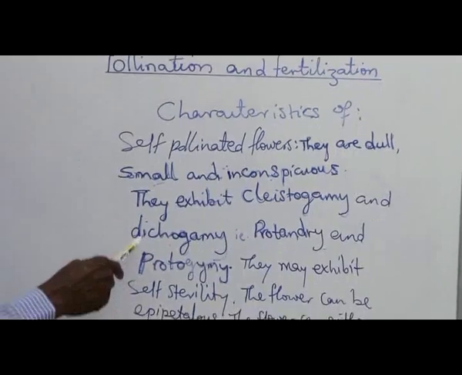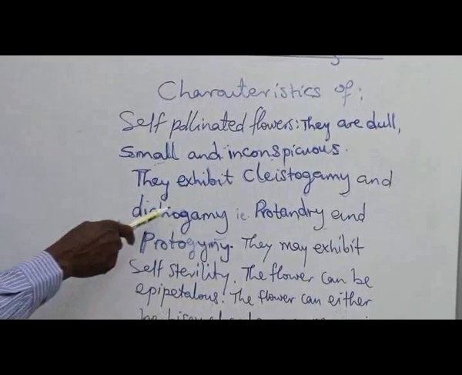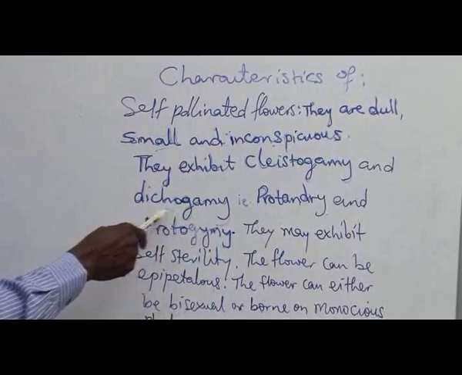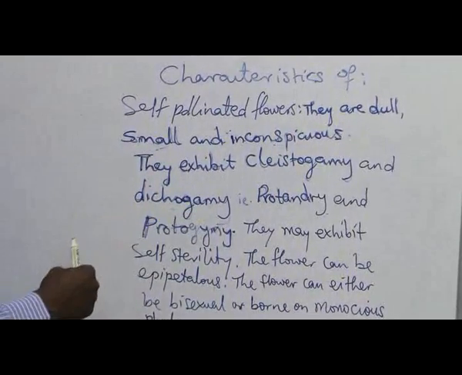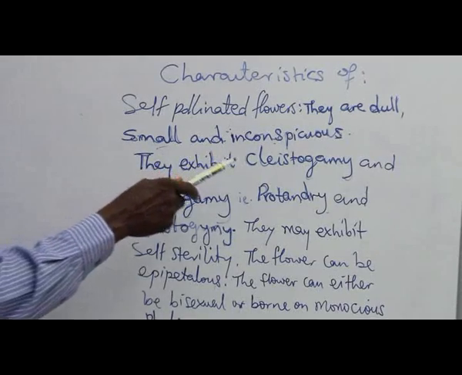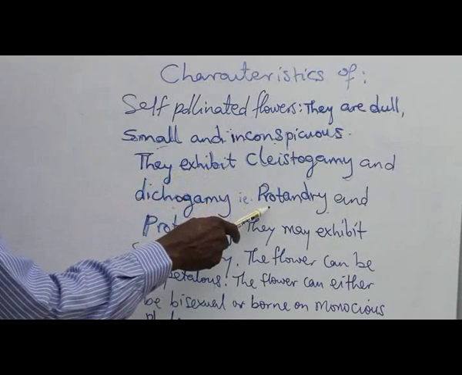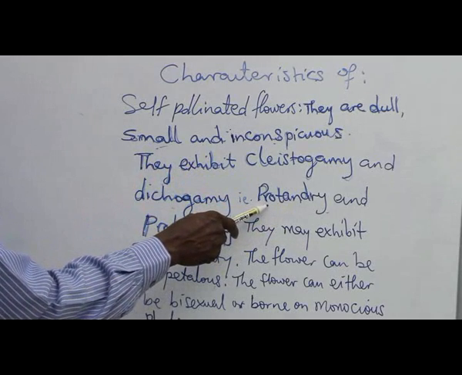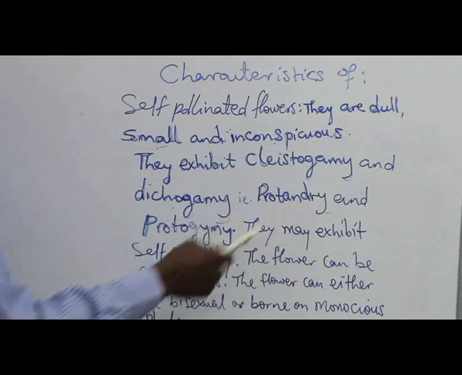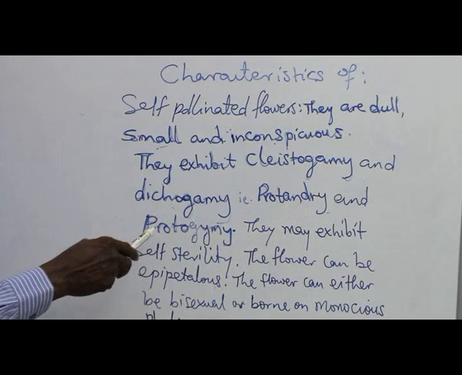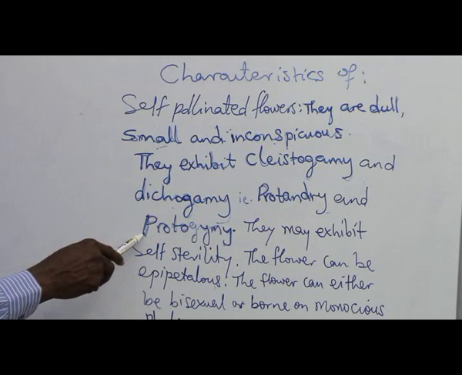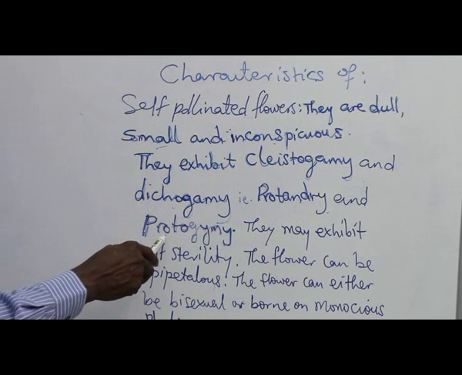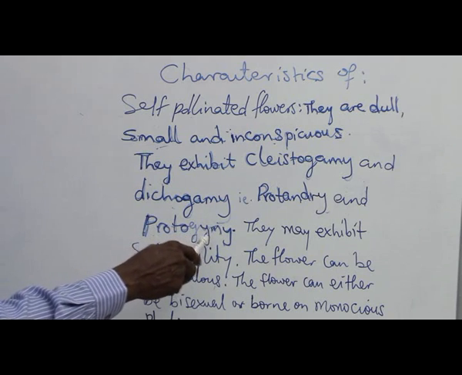And the flower can exhibit dichogamy. In dichogamy, the stamen and the ovary mature at different times. If the anther of the stamen matures before the ovary, the flower is protandrous. And if the ovary is the first to mature while the anther is still young, it is protogynous.